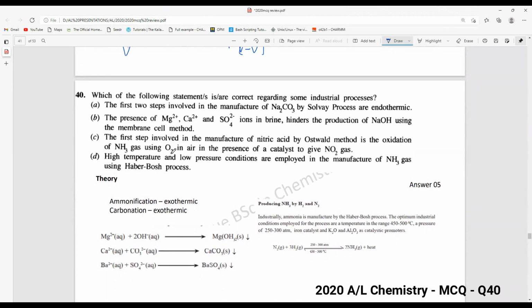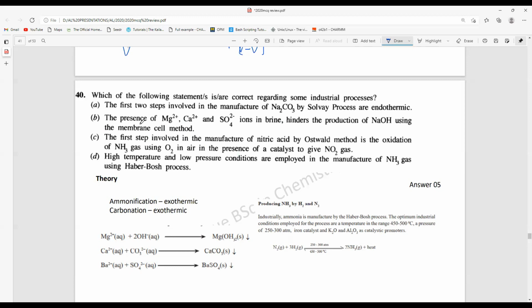Another industrial process. So the first two steps involved in the manufacture of sodium carbonate. You remember in sodium carbonate, there are mainly 4 to 5 processes. First one is the ammonification and carbonation, the second step. So first and second step, normally they are exothermic, not endothermic, if you remember. And then we have the separation and the removal.